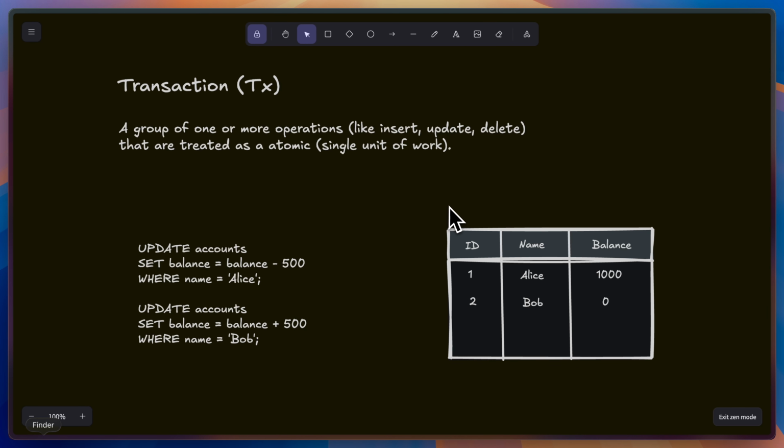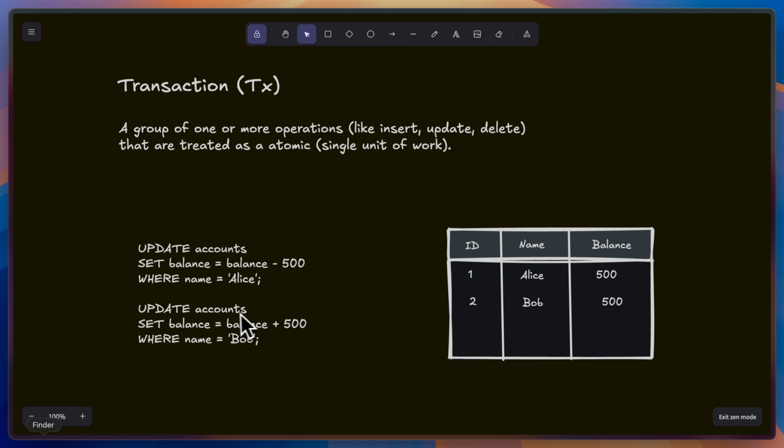So before learning about atomicity, let's first learn what a transaction is. Assume that we have this accounts table wherein we have multiple users like LS and Bob. LS has $1,000 and Bob has $0. And LS wants to transfer $500 to Bob. So the database commands would look something like this, wherein in the first step, we would deduct $500 from LS's account, so it would become 500. And in the second step, we would add that 500 into Bob's account, right? So this would generally work fine.